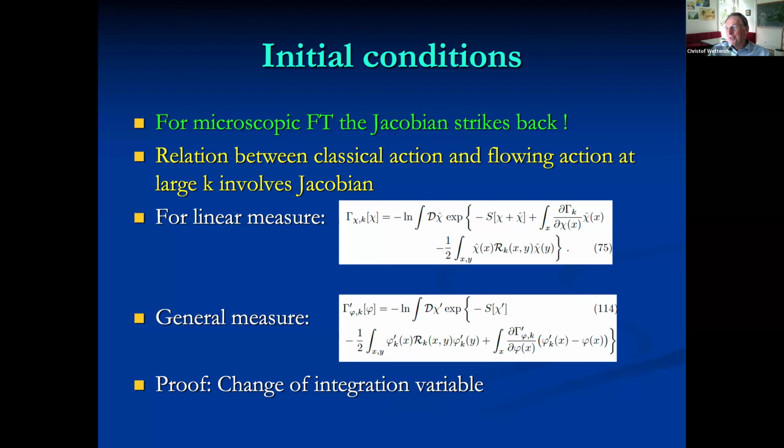Otherwise, if I go back to my simple example of this field-dependent kinetic term, you would say, okay, if you neglect now this Jacobian in the initial condition, you would again have the impression that you get a free theory, which is of course not the case. So I think this example with the kinetic term really demonstrates very well that you have to be careful about what you are doing.